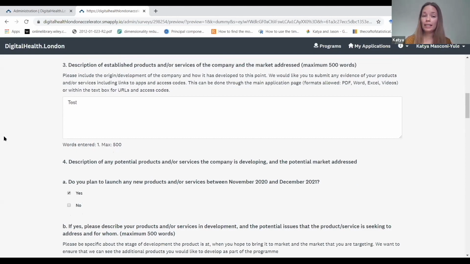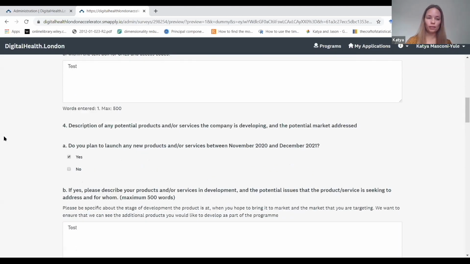Please give us details of exactly what they're called, any links that you may be able to share with us that allow us to go on and play on the platform, have a look at the app, have a look at the website, as well as where this product might be used at this point.